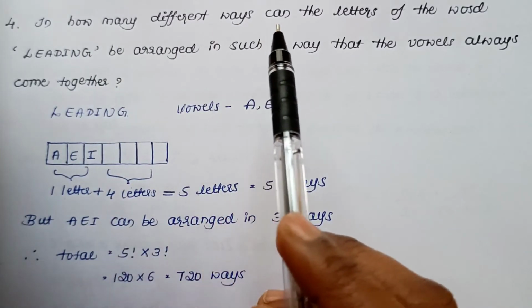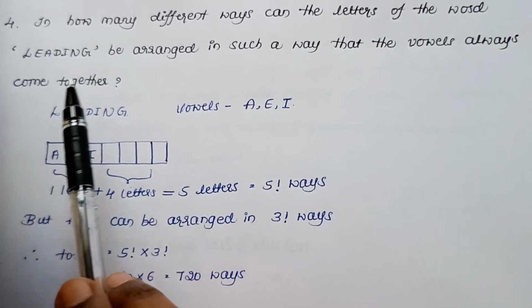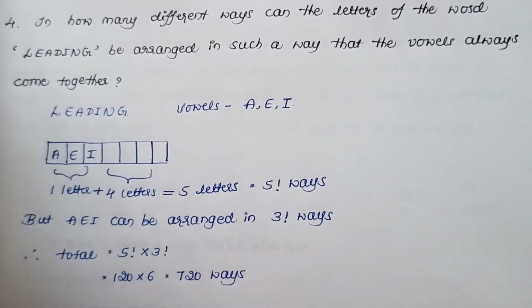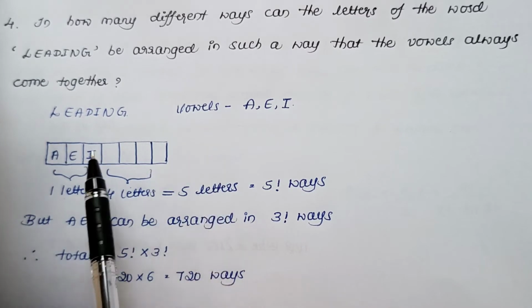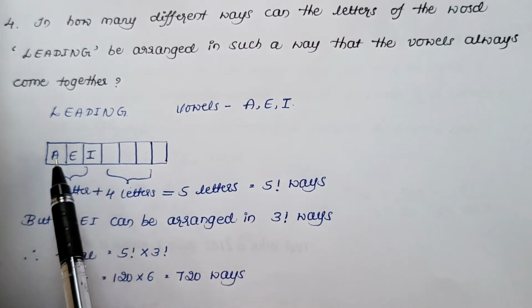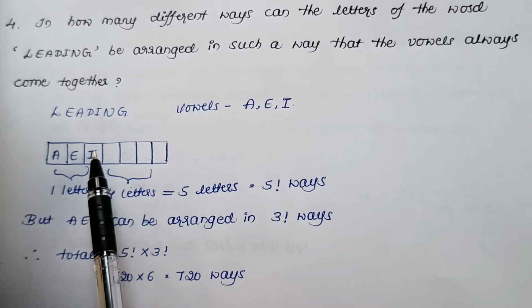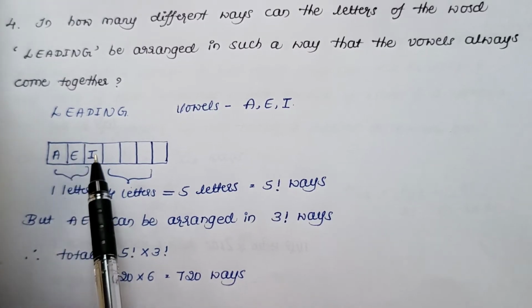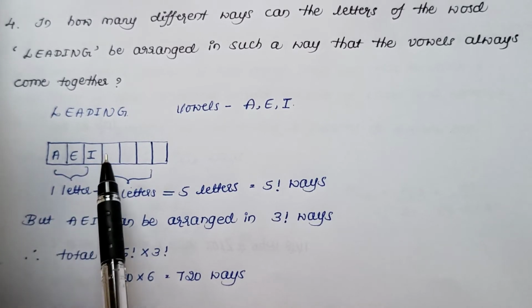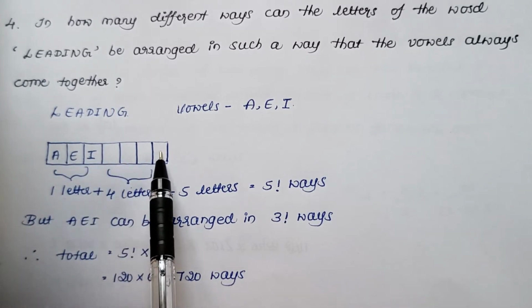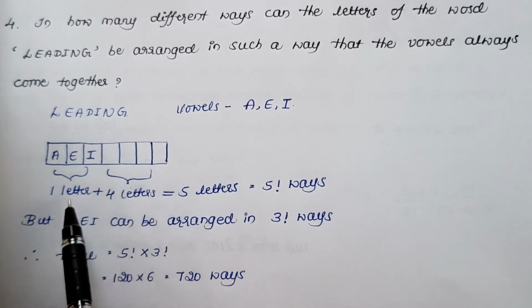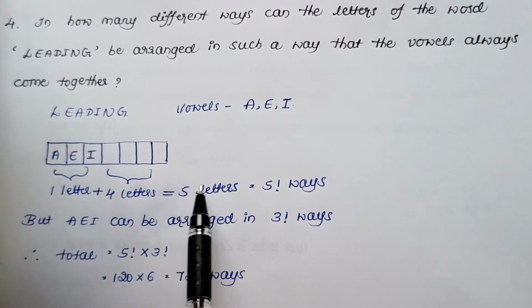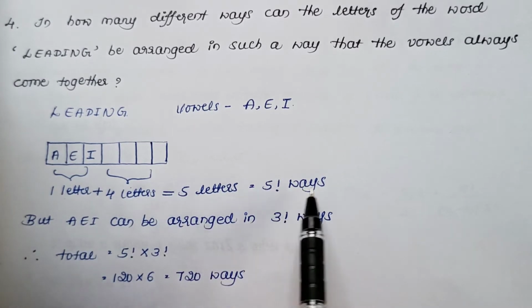In how many different ways can the letters of the word LEADING be arranged in such a way that the vowels always come together? We have 3 vowels in this. They are asking for these 3 vowels to be always together. So let us fix these 3 letters as one letter. Then the other 4 letters can be arranged in this way. So in total we have 1 plus 4 letters, so total 5 letters. So this can be arranged in 5 factorial ways.